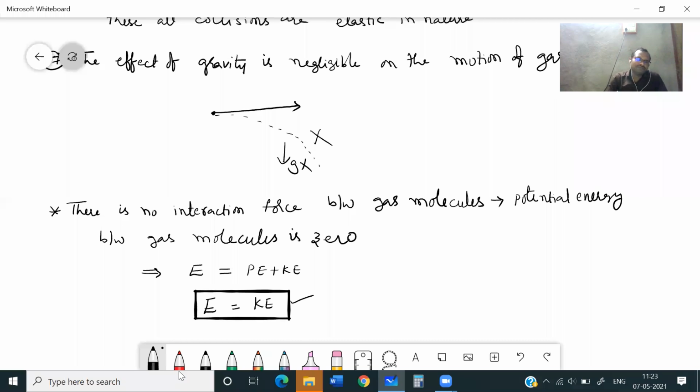Clear? This point is important. This is the 8th point, and it is an important point. When I was discussing the ideal gas equation, I told you this point. What is an ideal gas? Ideal gas is one in which interaction force between the gas molecules is negligible. Due to that, only kinetic energy will be responsible for the total energy of the gases. Clear?